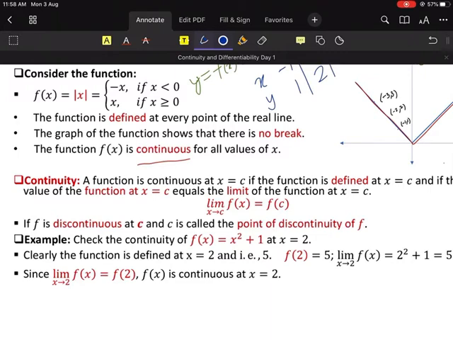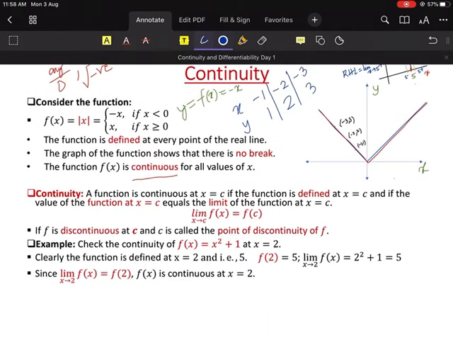Yeah, this Probit, what are you doing? Yes, please mute your audio, Probit.